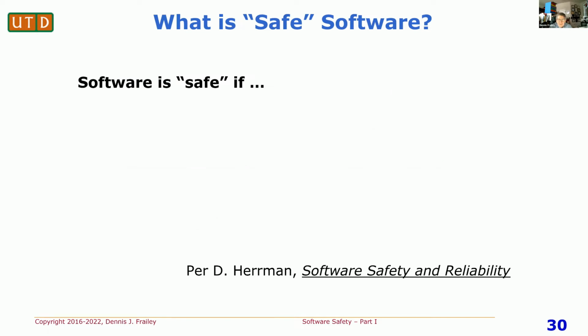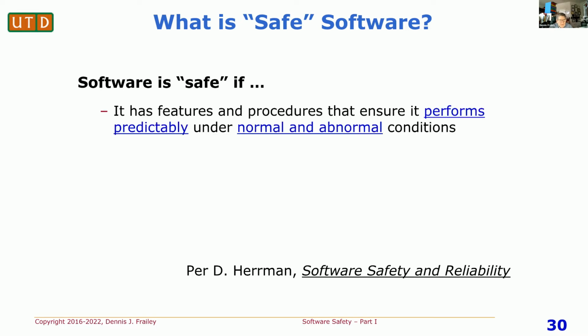Now, what do we mean by safe software? Well, probably the normal person thinks, well, if it's safe, it can't possibly do any harm. Well, it turns out you can't design systems like that. So the people in the safety industry have defined safety in a slightly different way. First of all, the software has to have features and procedures that ensure that it performs in a predictable way under normal and abnormal conditions. In other words, it doesn't behave in a way that you cannot expect it to behave.